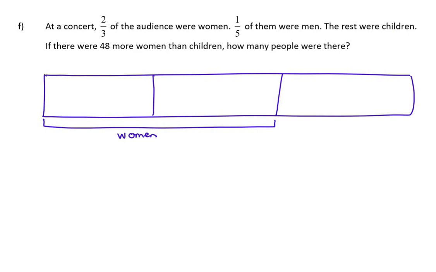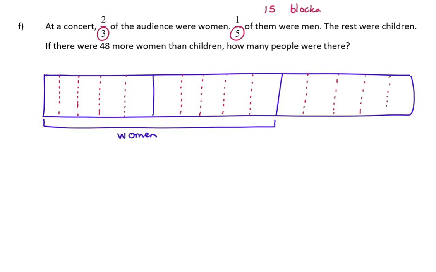Okay, now this is a problem. I can't see 1/5 here because I've gone and divided my bar into 3. So I need to be able to divide into 3 and to divide into 5. And so I actually need 15 blocks if I'm going to answer this question. So I'm going to divide each of these into 5. So 1, 2, 3, 4, 5. 1, 2, 3, 4, 5. 1, 2, 3, 4, 5.